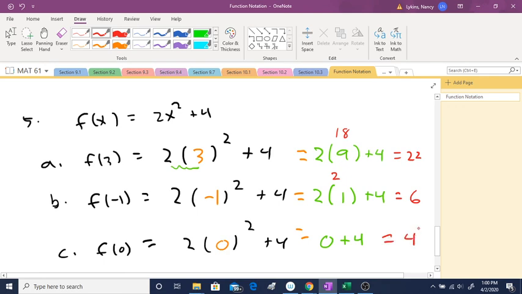I hope this gives you some insight about how we input values to get an output, and also that whatever our input is that's in parentheses, so in this case, on this example, f of x, x is going to be the variable we use.